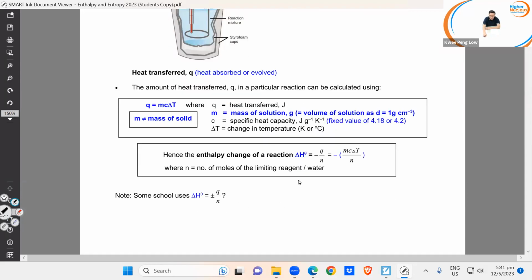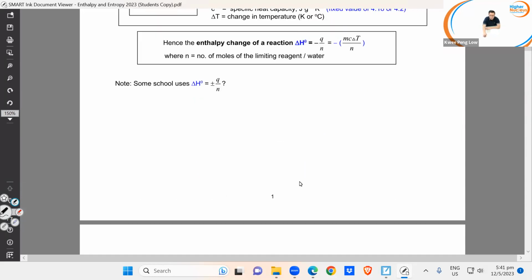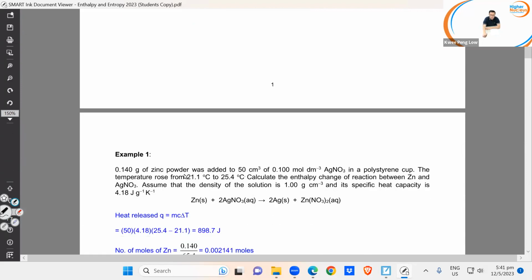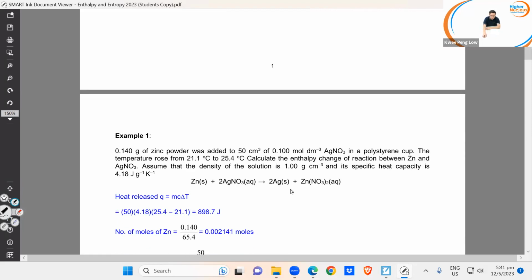Now, let me give a few examples and see how we use these two formulas. I have some zinc powder. I add it to a solution of silver nitrate. There is a temperature rise. They ask me to calculate the delta H for this reaction. So I'm going to call out the first formula, Q equals MC delta T. My M here is the mass of the solution, which is equal to the volume of the solution, so my M here is 50. My C is 4.18. My delta T is 25.4 minus 21.1. So I find my Q first.